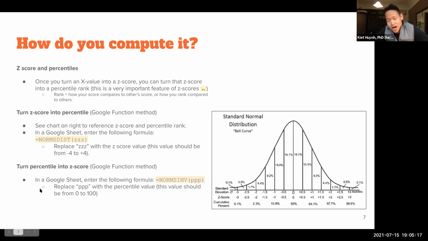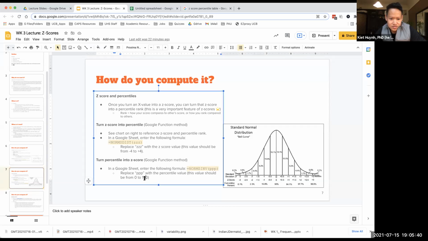All right. You can also do the opposite. If you have a percentile, you could turn that into a z-score. And the way to do that is to use this formula. Equals NORM.S.INV, parentheses, PPP, and parentheses. And you replace the PPP with the percentile value. Right. This value should be from 0 to 100. Actually, it's not supposed to be 0 to 100. It's supposed to be 0 to 1.0. Because percentile is less than 1. So like 0.5 is 50 percentile. 1.0 is 100 percentile. So for the sake of using it in a Google Sheet, you have to put the value between 0 and 1.